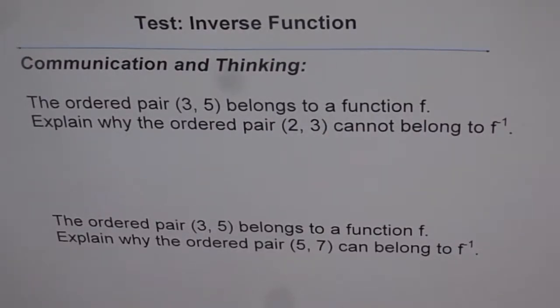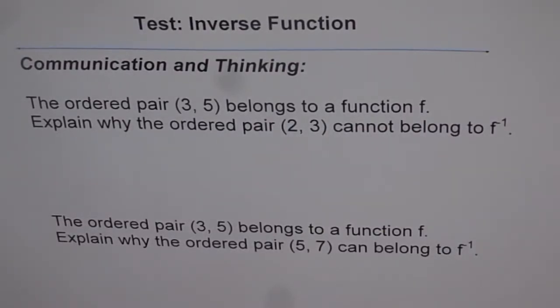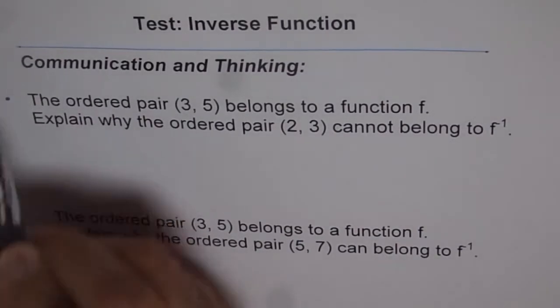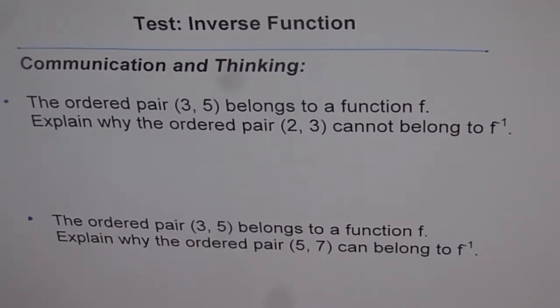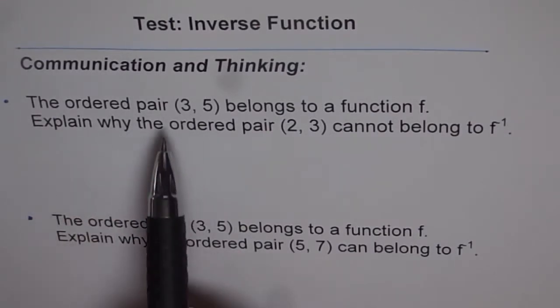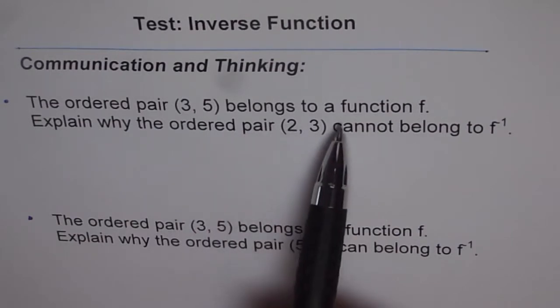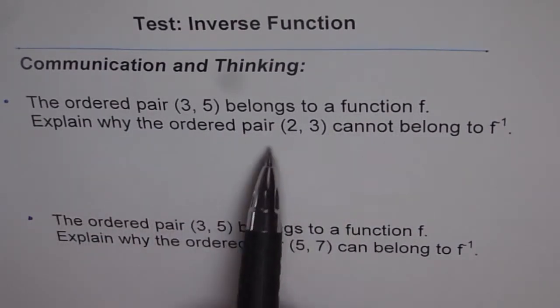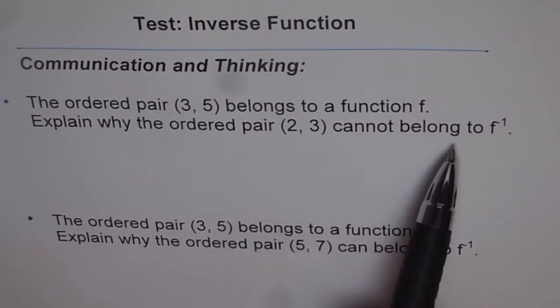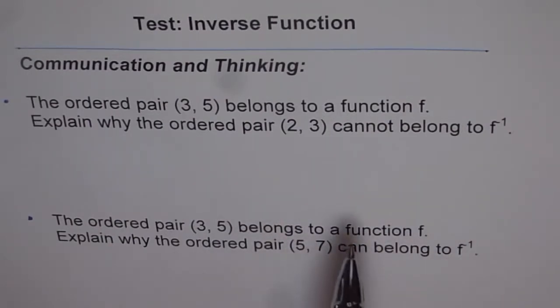Here we have some communication and thinking problems. There are two questions here, question number 1 and 2. They're kind of related but very different. Question number 1 is: the ordered pair (3, 5) belongs to a function f. Explain why the ordered pair (2, 3) cannot belong to f inverse. Copy the question, think about it, and then answer it.